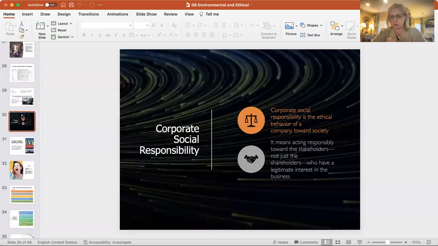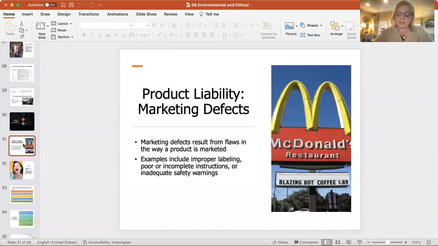So corporate social responsibility. You will hear about this time and time again. Corporate social responsibility is the ethical behavior of a company towards society. It means you have to take your responsibility, not just toward the stakeholders and people with skin in the game or your shareholders, but you need to act responsibly toward everyone.